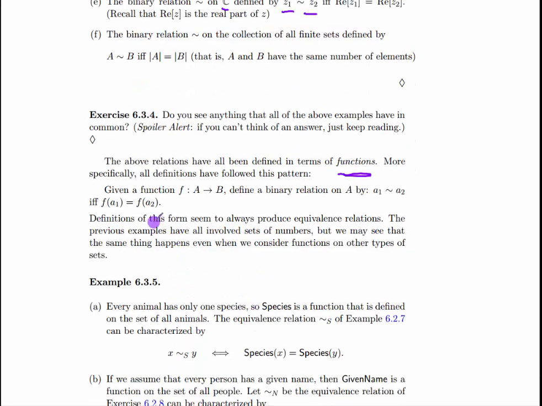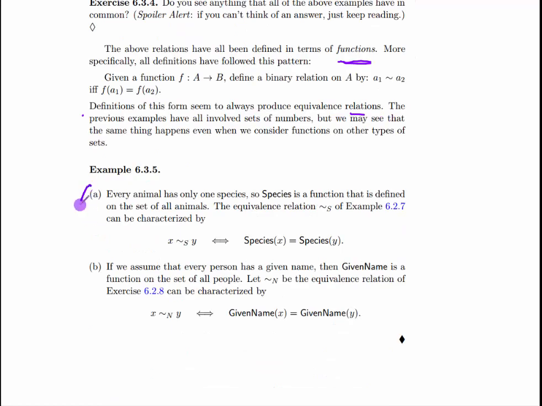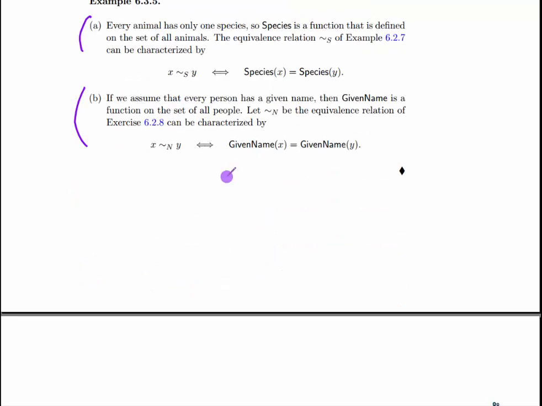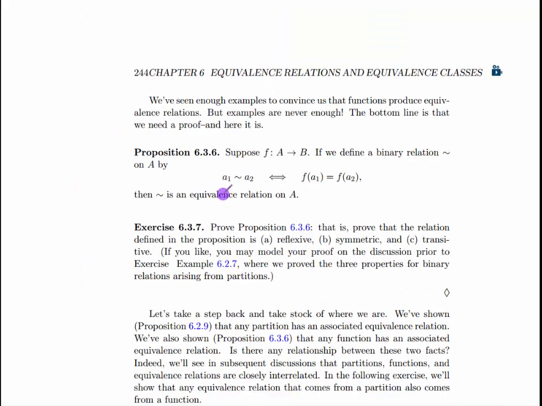So it seems that definitions of this form always produce equivalence relations. We've done numerical examples. We can do some examples with different types of sets, and you find the very same thing happens. In fact, we can prove this proposition: if I define a binary relation in terms of a function in the following way, then I obtain an equivalence relation. If I say two elements are related if the function agrees on those two elements, then the relation I achieve from that is always an equivalence relation.